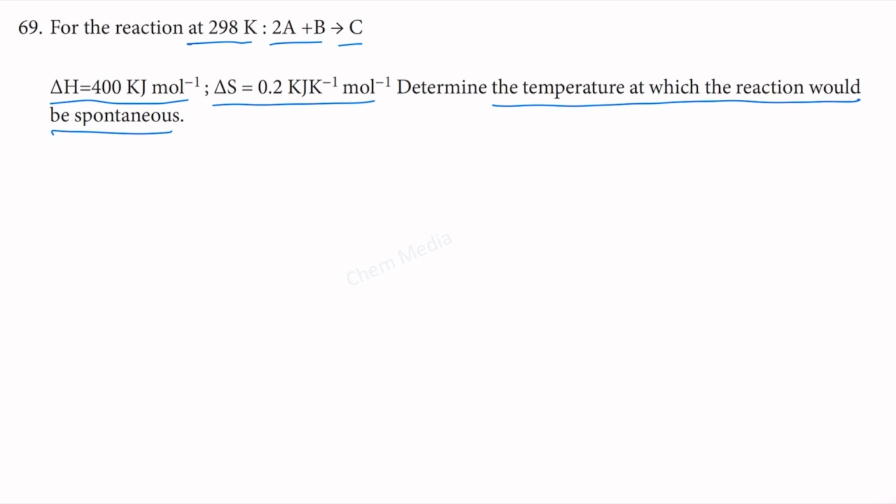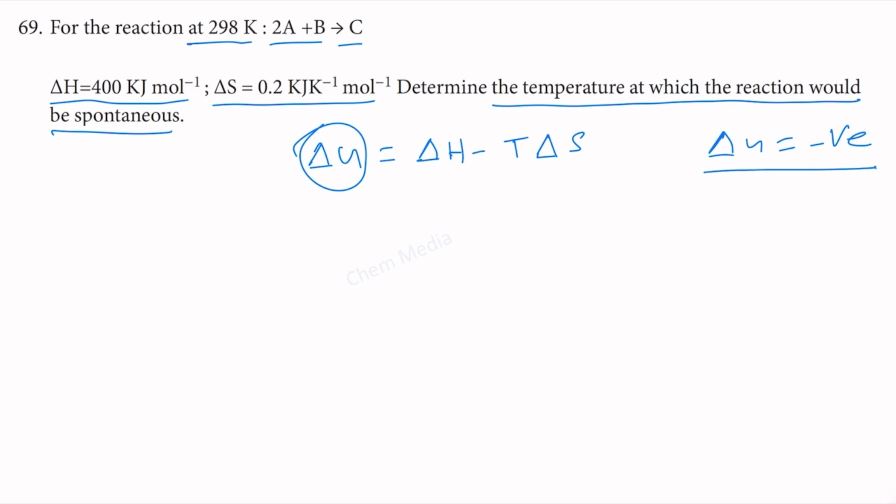We know from the Gibbs-Helmholtz equation that delta G is equal to delta H minus T delta S. Here they are not asking us to calculate delta G, but when delta G will be negative, because the reaction would be spontaneous only when delta G is negative. If delta G has to be negative, then delta H has to be less than T delta S, or T delta S should be greater than delta H.